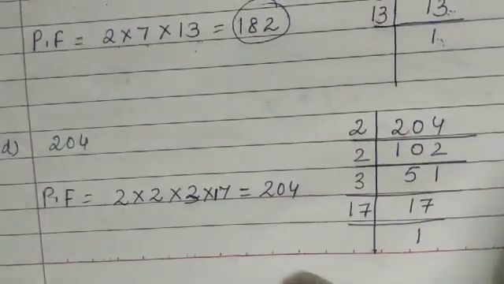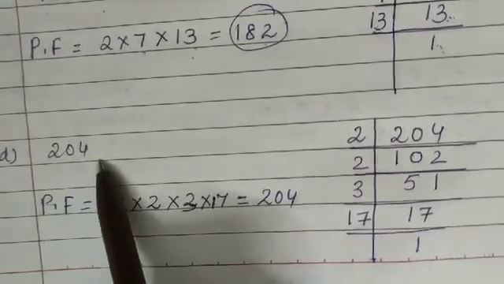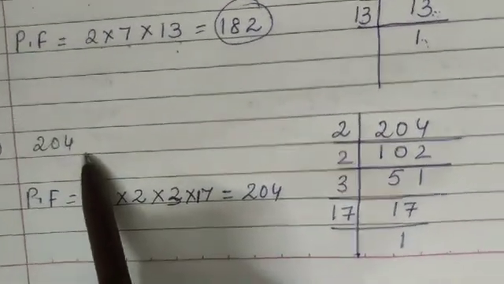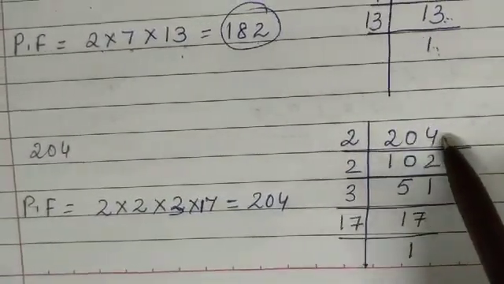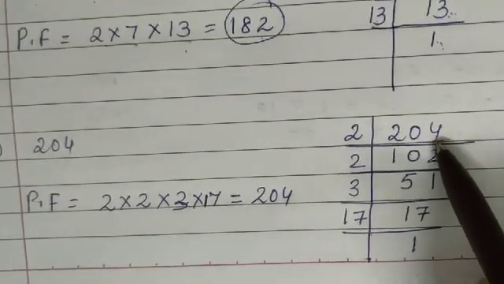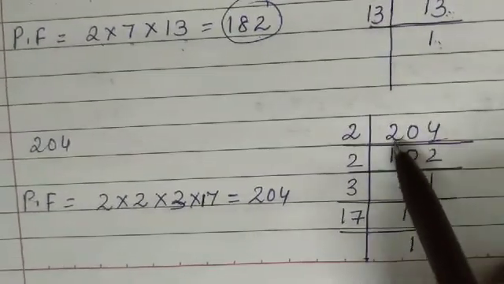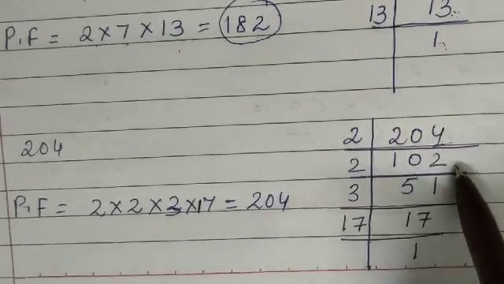In the same way, we will move to the next question, that is 204. How to find the prime factors of 204. So this is 204. Okay. This is an even number because the last digit is 4. So when you divide 204 by 2, it comes 102.